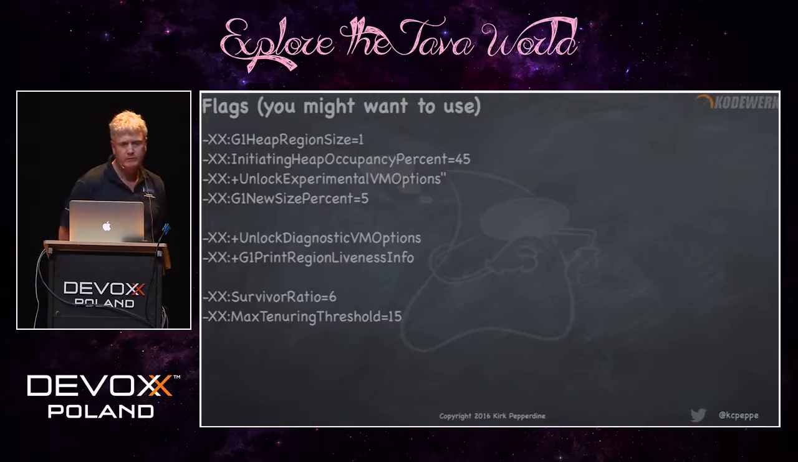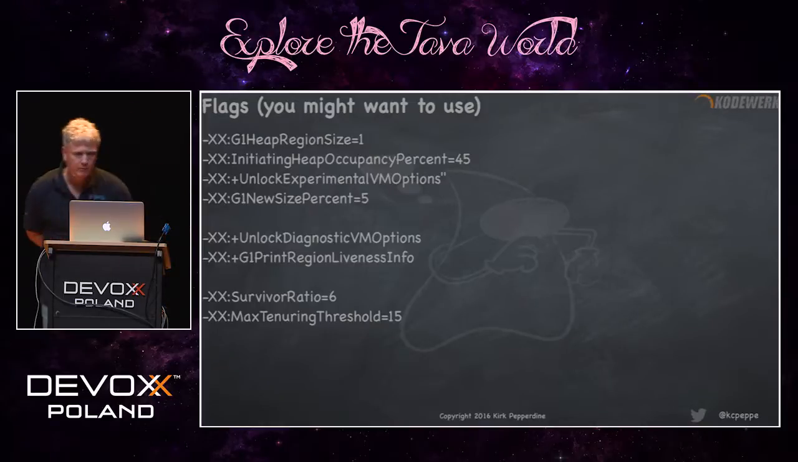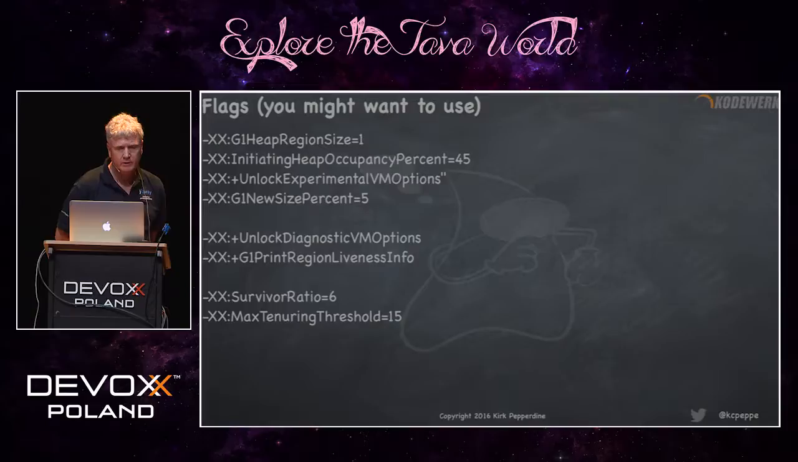Flags you might want to use. You might want to set the region size yourself. So here's where we would do that. If we have a lot of humongous allocations, but say they're only like 1 meg, and we have like 1 or 2 meg regions, well, I can get rid of those humongous allocations by just setting the region size to 4 megs, right? Because a humongous allocation is something that's half the region size. So, boom, problem goes away just by some configuration.